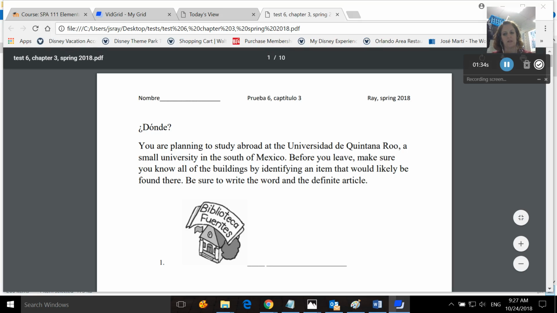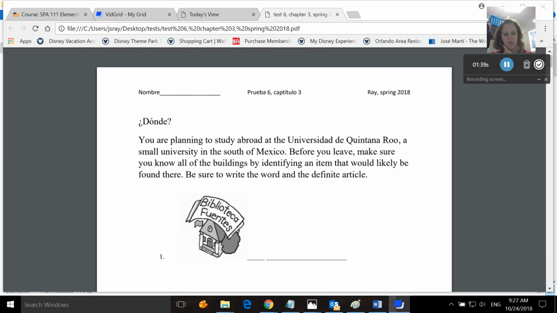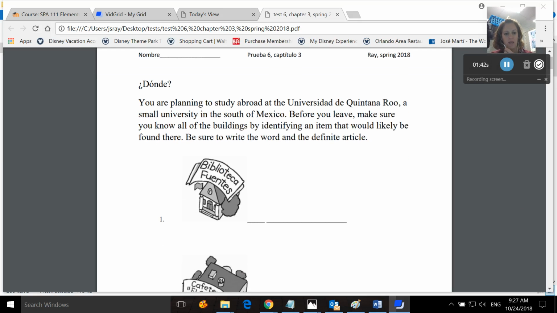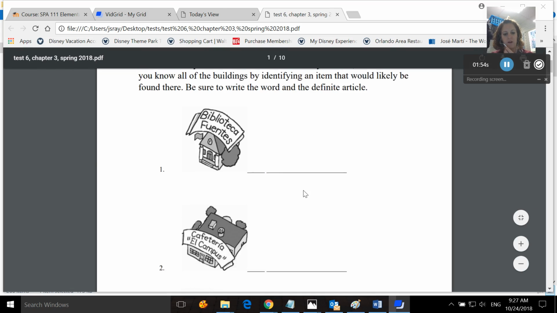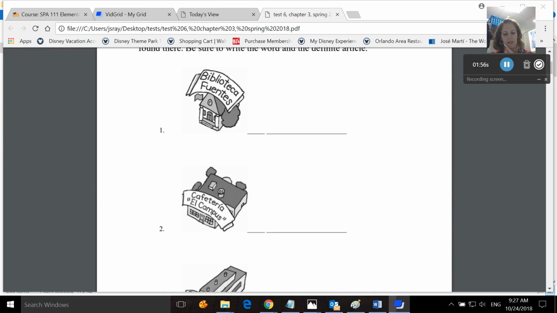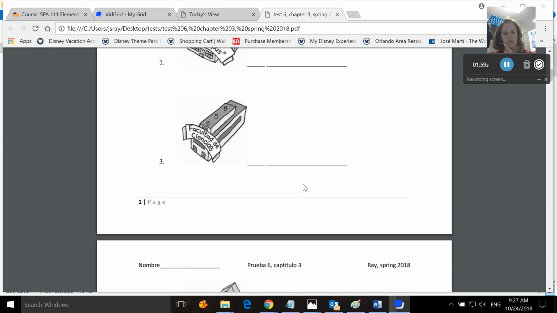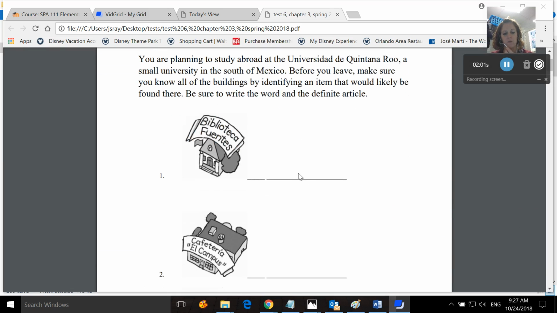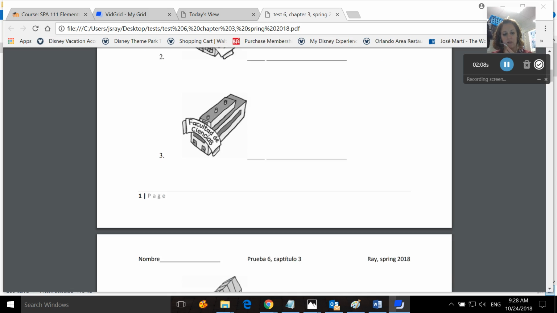Okay, so this test is going to be on the second half of Chapter 3, and it's going to look like this. The first section says, dónde: you are planning to study abroad at La Universidad de Quintana Roo, a small university in the south of Mexico. Before you leave, make sure you know all of the buildings by identifying an item that would most likely be found there. So you're given the buildings like the library, the cafeteria, etc., and you're just supposed to list an item that you would find there, but remember when you list that item, you need to also put an article. So it can be anything that you would find there, okay?